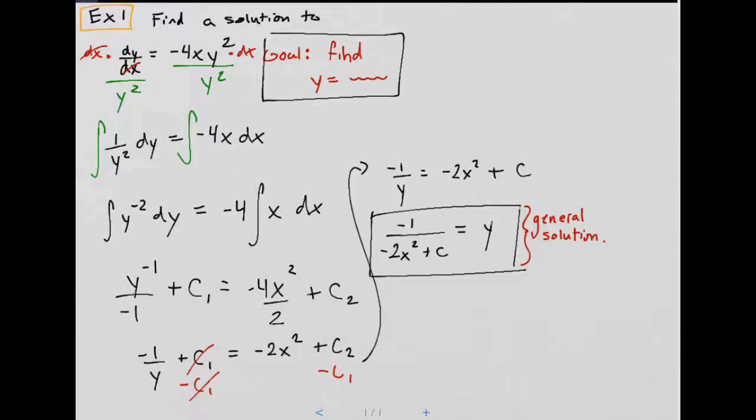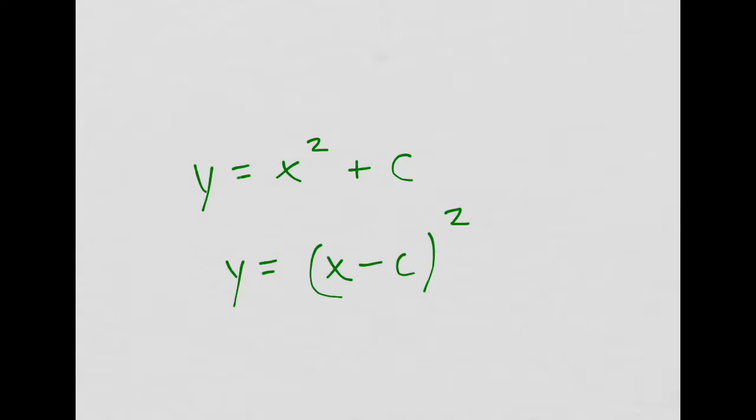All right, so we have our general solution. Let me make a comparison here. Let's just take a breather for a second. If we had y equals x squared plus c, this c value just shifts my graph of x squared up and down. If I had y equals (x minus c) on the inside, that shifts it left to right. So depending on where this c value is, it's just shifting the graph.